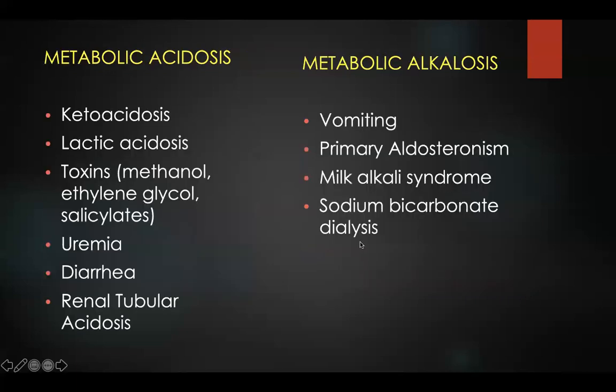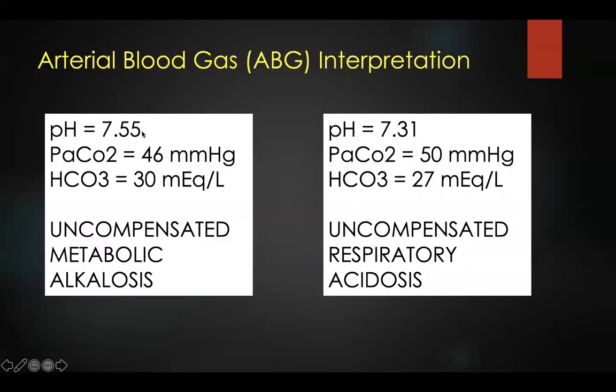So another example of ABG interpretation is this one. If you have a pH of 7.55, PaCO2 of 46 and bicarbonate of 30, you check the pH. Is this acidic or alkalinic? This is alkalinic, so this is alkalosis. You check the PaCO2 and the bicarbonate level. So the PaCO2 is 46. What is 46 for PaCO2? It's high, but the pH is alkalinic, right? And if you have a high CO2, you are expected to have an acidotic pH, right?